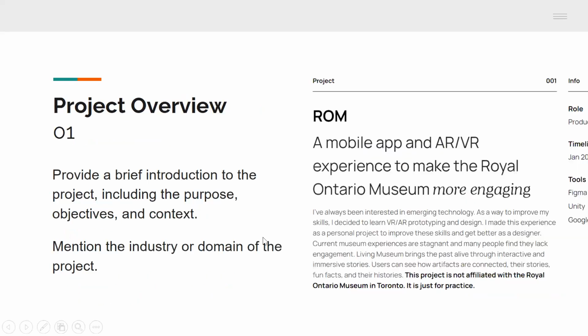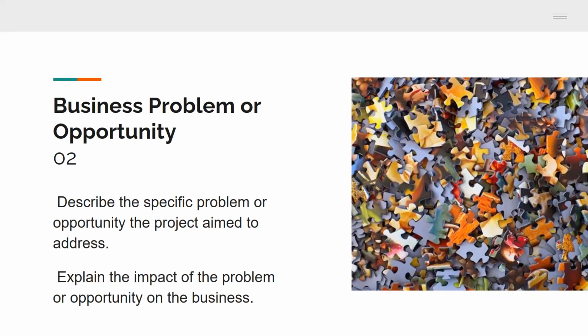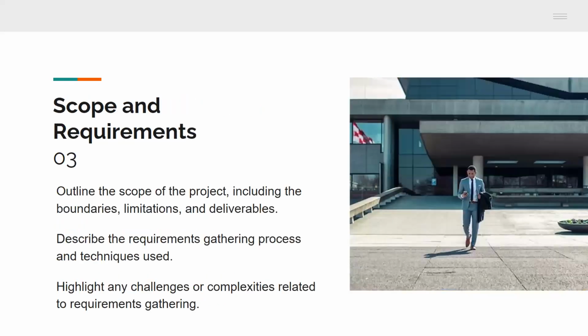So the first one is the project overview, and the second one is the business problem or the opportunity. Everything regarding the project. The next one is the scope and the requirements. Outline the scope of the project, including the boundaries and the limitations. You can see that it's literally like a final year project. Describe the requirements gathering process and the technique used.